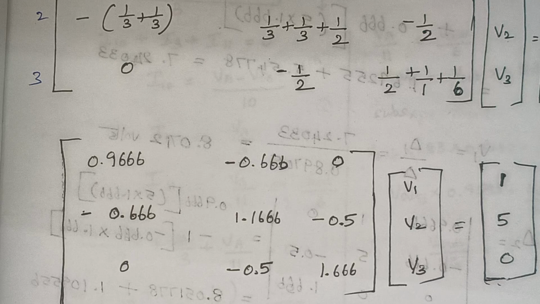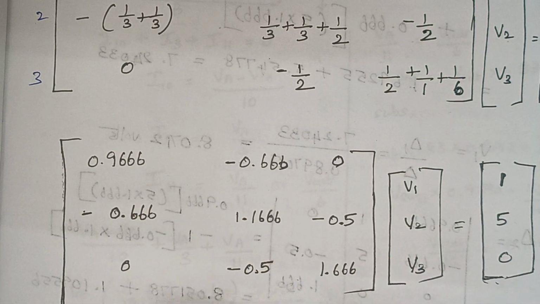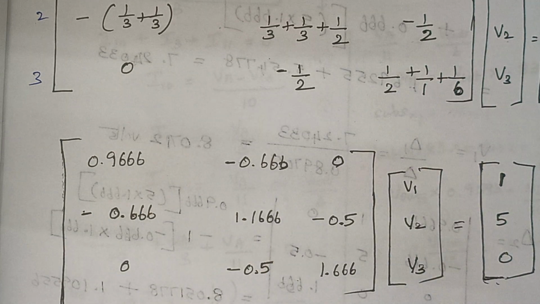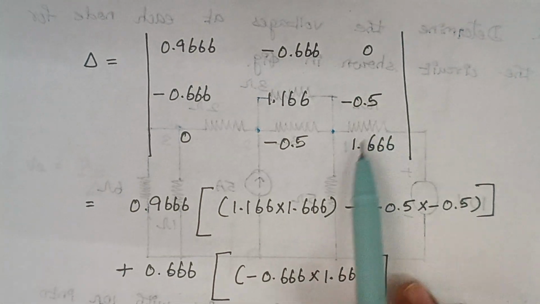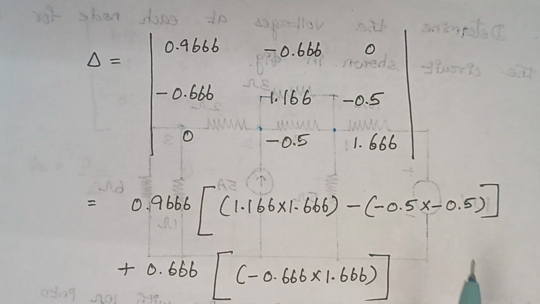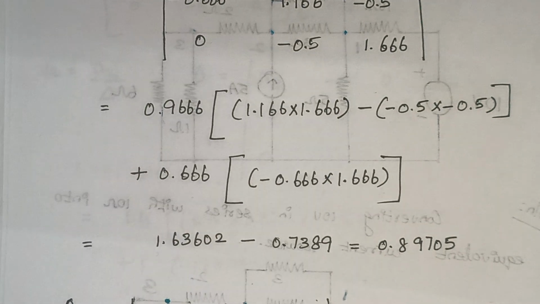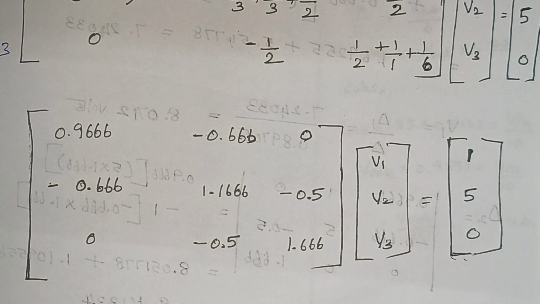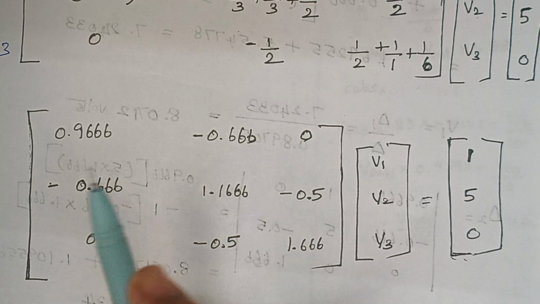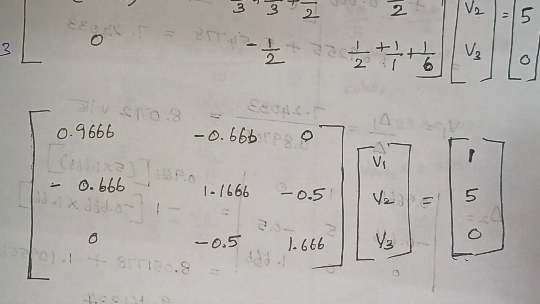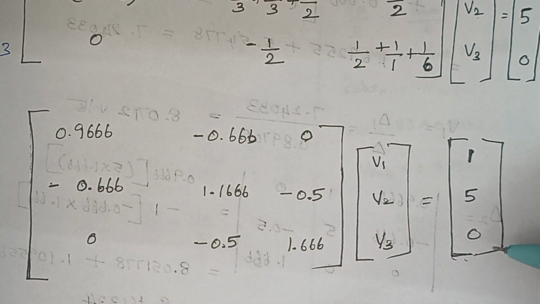So what is the formula to calculate V1? It is del 1 by del. So what is meant by del here? When you take the determinant of this matrix, that value is known as del. So here the determinant of the matrix is taken and the value of del is calculated, right? How to calculate del 1? To find del 1, we have to replace this first column by these elements, right?